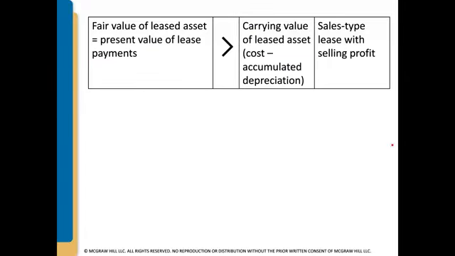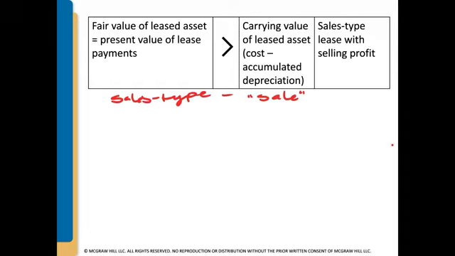Let's talk about the lessor. Previously it was an operating lease. With an operating lease, the lessor does nothing upon the inception of the lease, so they don't record a sale. Now we have a sales type lease, right? So now, just erase that real quick. Now we have a sales type lease, and in a sales type lease, we need to record a sale.